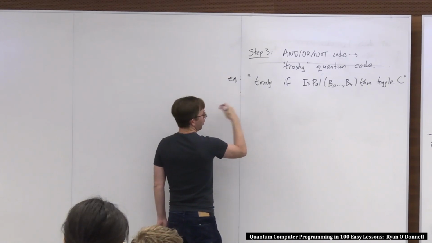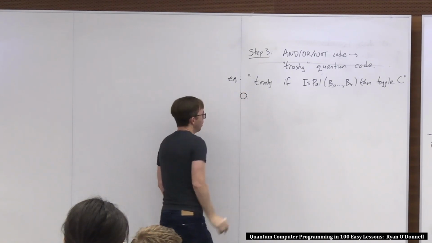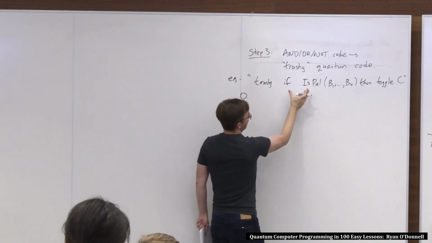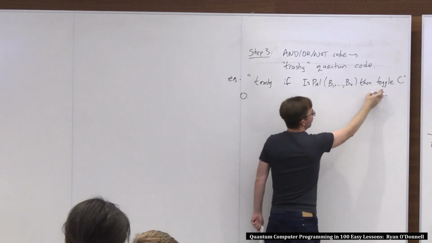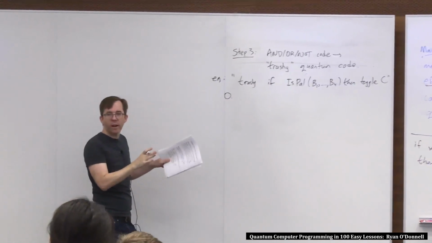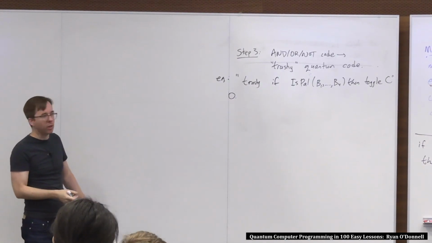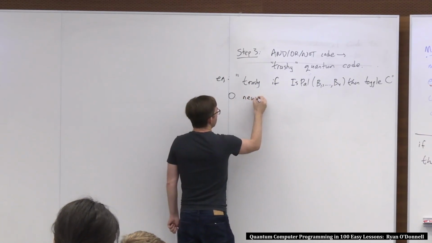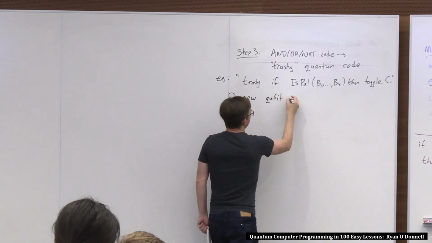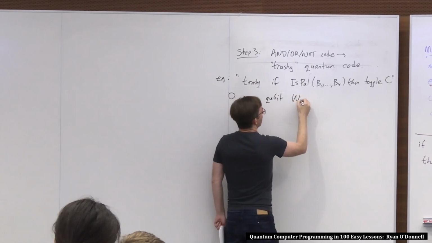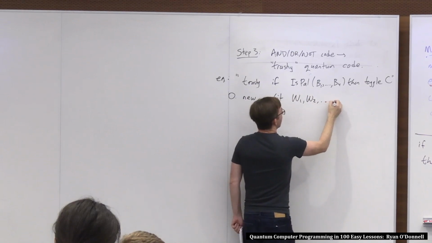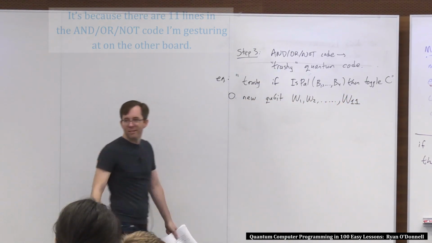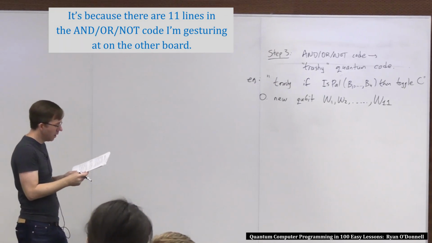So I'm going to write quantum code now. Code line number 0. We should imagine we're making a subroutine now, and B1 through B4 and C are 5 qubits that are already there. We want to make code that manipulates these 5 qubits. But the first thing we're going to do is make some more qubits. We're going to do new qubit, and we're going to make 11 more qubits, W1, W2, up to W11. And why 11? Hopefully you can see why.